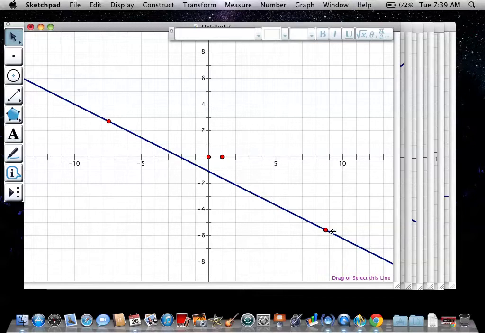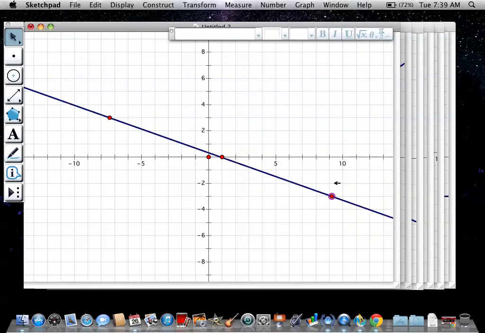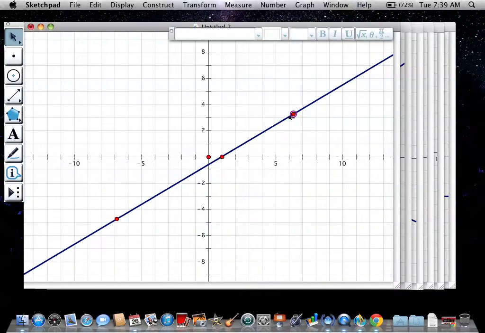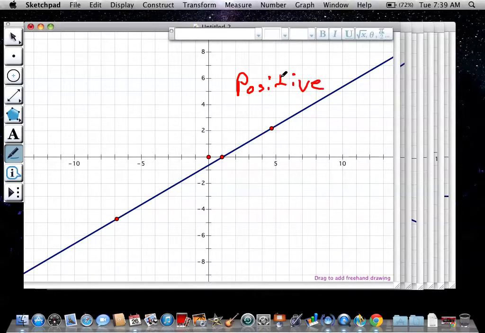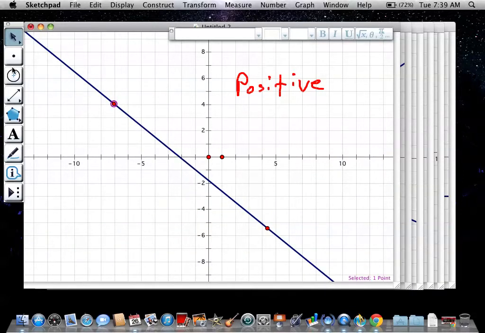So if you notice, I can orient this line any way I want. I can move it up and down and so forth. Now, there's four types of slopes. One is positive, as you see here. It's a positive slope because as I move from left to right, the line is going up. If as I move from left to right, the line is going down, that's a negative slope.